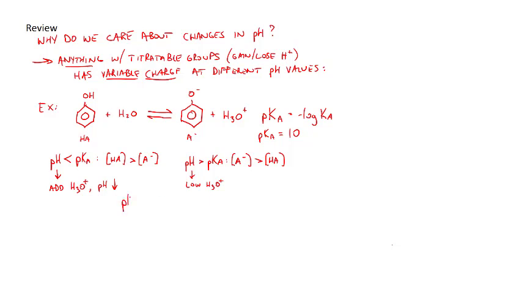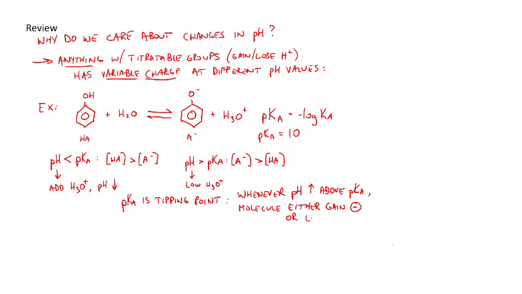So in other words, and I said this last time, pKa is sort of a tipping point. Whenever pH rises above a pKa, your molecule is going to either gain a negative charge or lose a positive charge. And vice versa, whenever pH drops below a pKa, your molecule will either gain a positive charge or lose a negative charge.